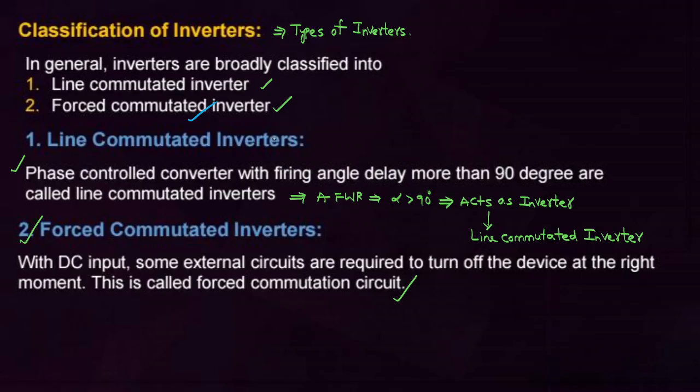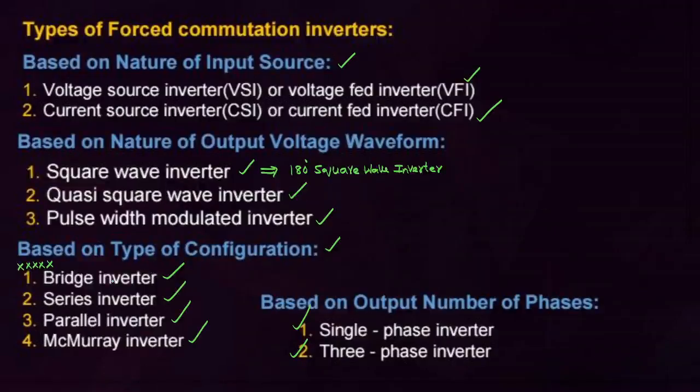Those inverters are called line commutated inverter. But here the study of inverters is nothing but a study of forced commutated inverter. What exactly are forced commutated inverters? In the forced commutated inverters, we have to use some external circuits to turn off the device at the right moment. This is called forced commutation circuit.